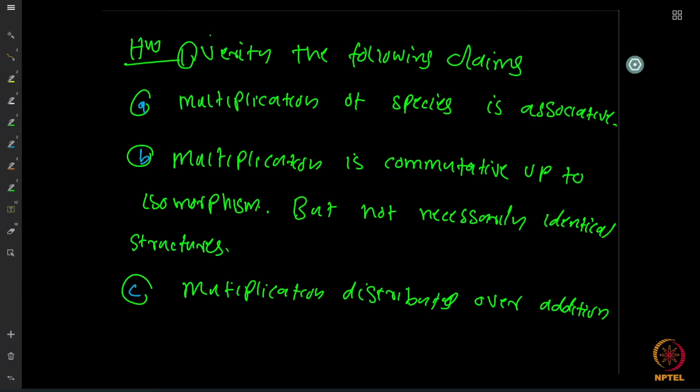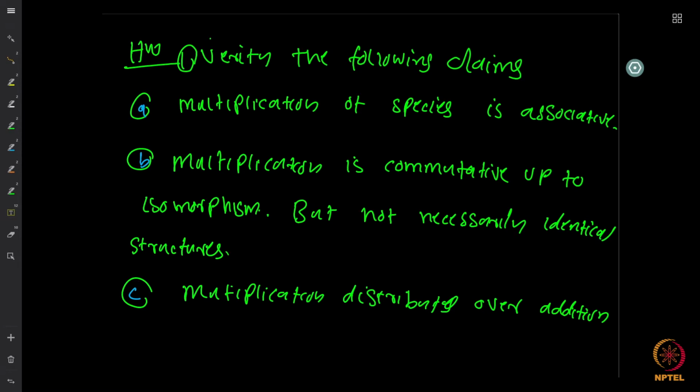Okay, so we continue the topic on species of combinatorial structures and start with homework questions. The first question is to verify that the multiplication of species is associative. So if A, B and C are species, then (A · B) · C is equal to A · (B · C). So prove this or verify this.